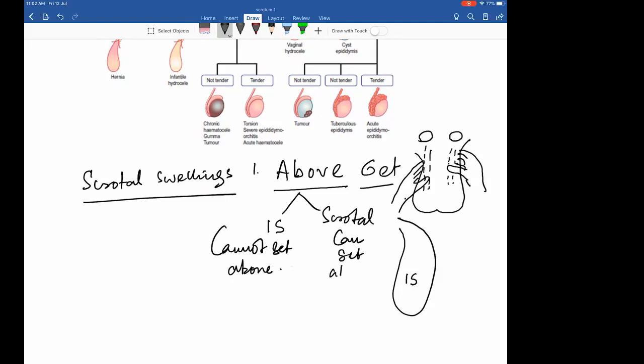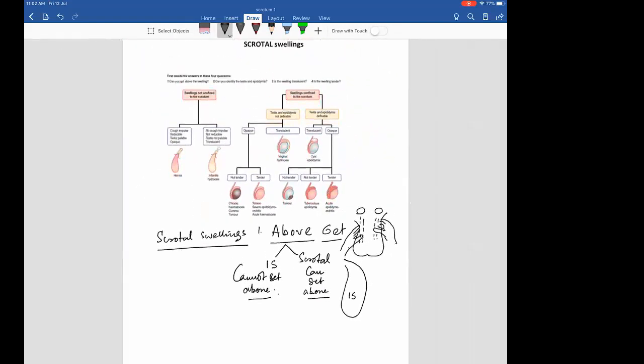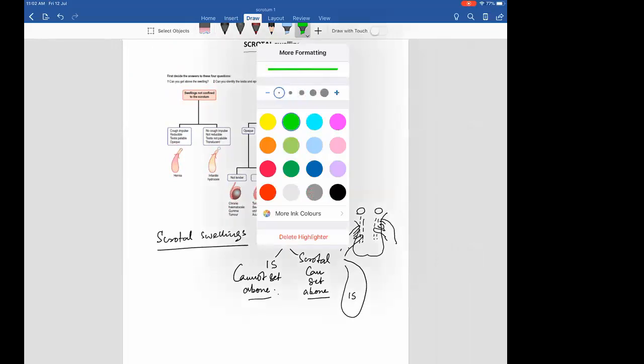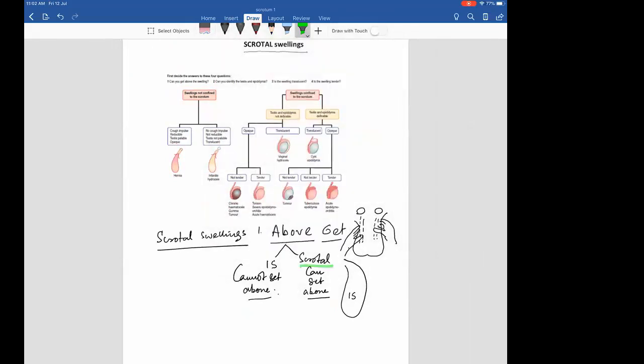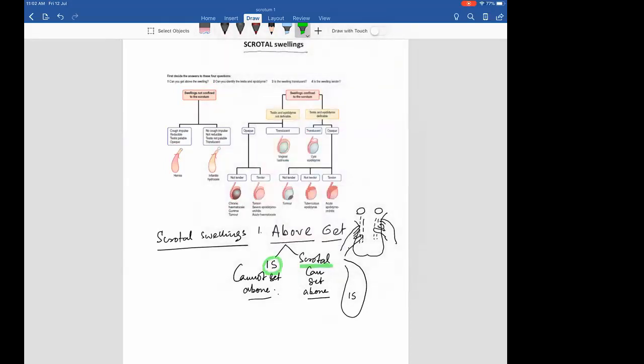Now, believe me, this is the first and most basic step that every examiner in a practical examination will always like you to have. So the first part is getting above the swelling. Again, I will repeat, if you can get above it, this will be called a scrotal swelling, whereas if you could not get above the swelling, then this will be called an inguinoscrotal swelling.